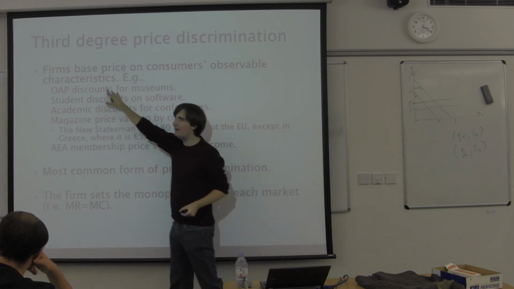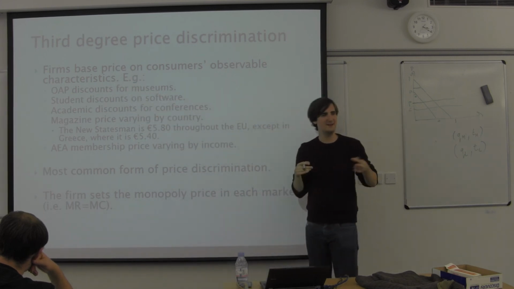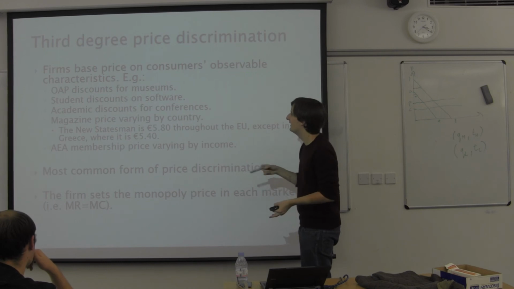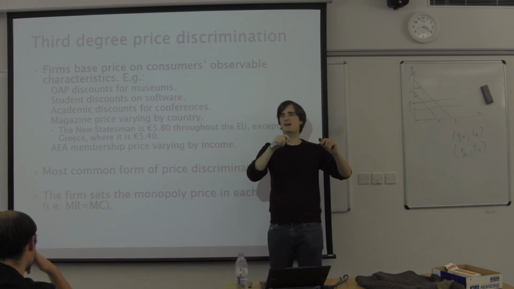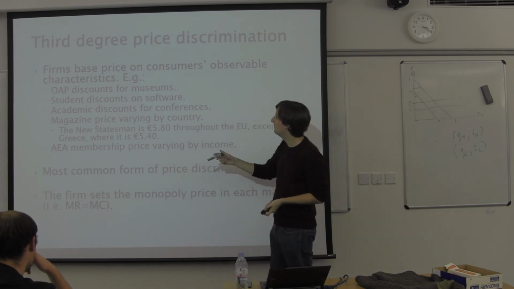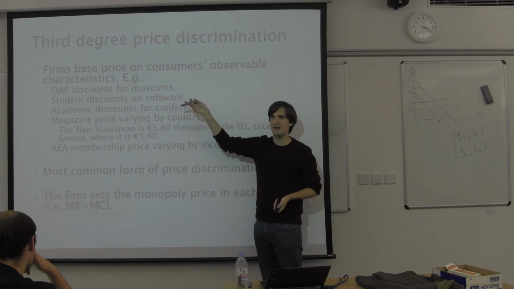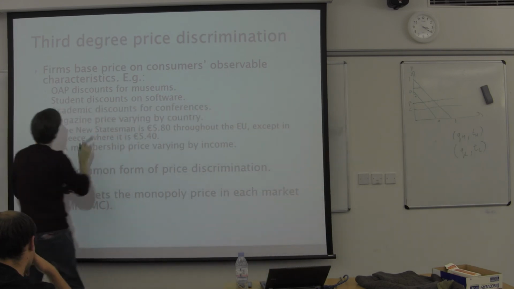So OAPs get discounts from museums, say. It's easy to see if someone's an OAP. Students get discounts on lots of things. You have to show your NUS card, so that's how they verify that you're a student. Academics get discounts for conferences. You have to register from an academic email address.